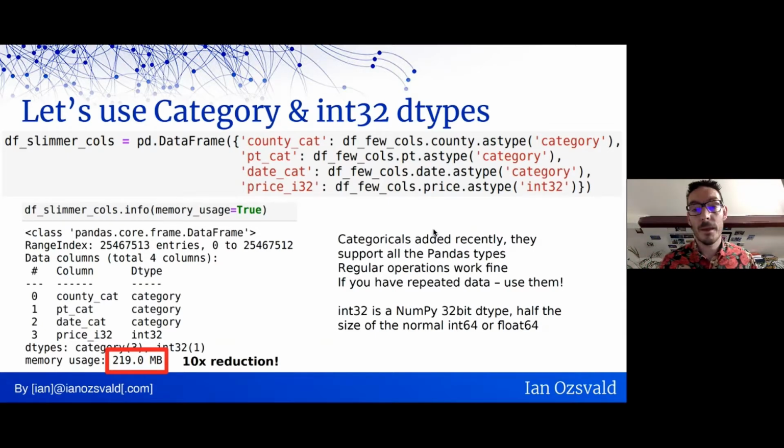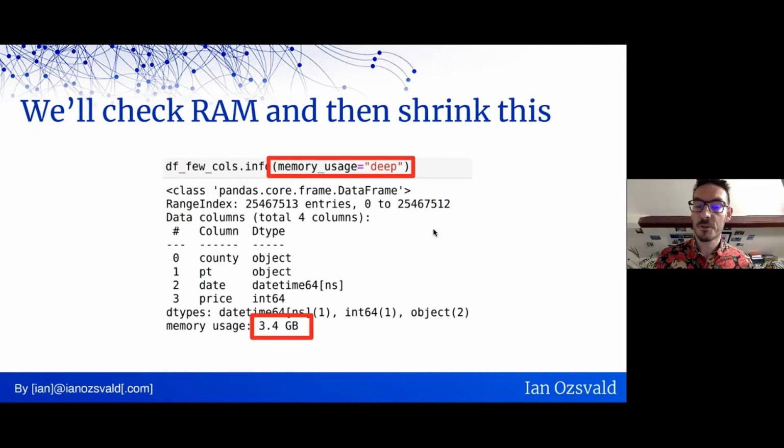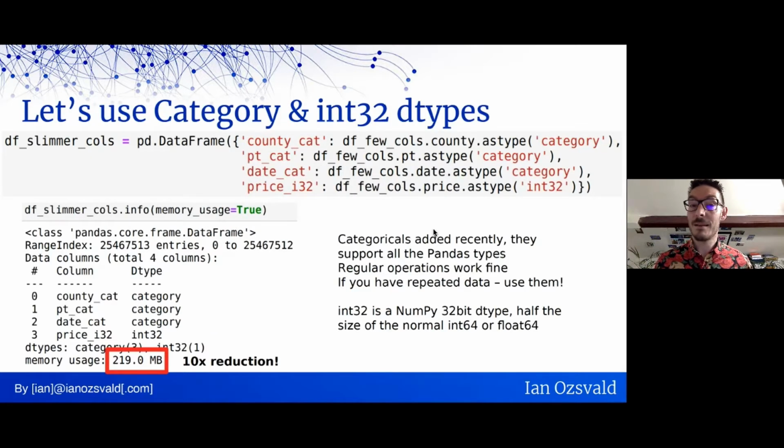You can use astype there to change your numeric columns to a smaller byte representation, or change your string columns and date columns to the categorical. Bottom left corner, I look at df_slimmer_cols.info with memory_usage equals true, and I find out now that I've got memory usage of 200 megabytes. So 200 megabytes, if I go back from 3.4 gigabytes, is another 10 times saving. That's a huge saving in RAM.